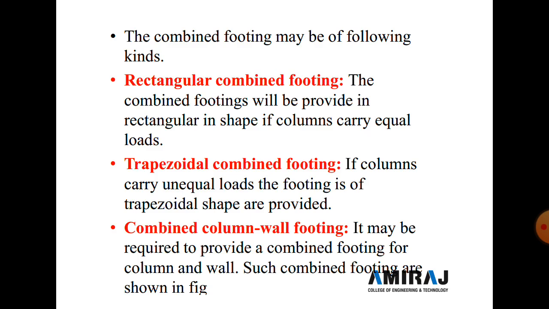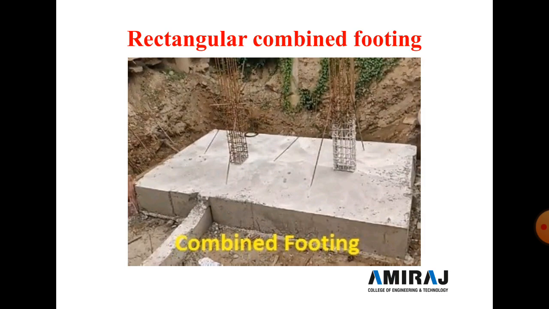The combined footing may be of the following kinds. Here it is divided into three parts: rectangular combined footing, trapezoidal combined footing, and combined column wall footing. One by one we discuss the rectangular combined footing. See this figure, rectangular combined footing. The combined footing will be provided in a rectangular shape if the columns carry equal load.